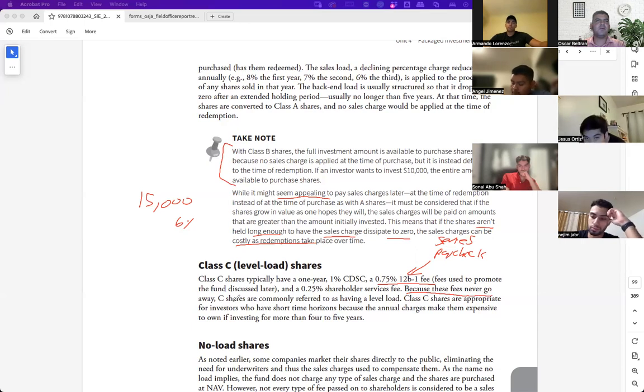Now there it is. Because these fees never go away, C shares are commonly referred to as having a level load. Class C shares are appropriate for investors who have a short time horizon because the annual charges make them expensive to own if investors have them for more than 4 or 5 years. So this here is mainly for short-term investors.